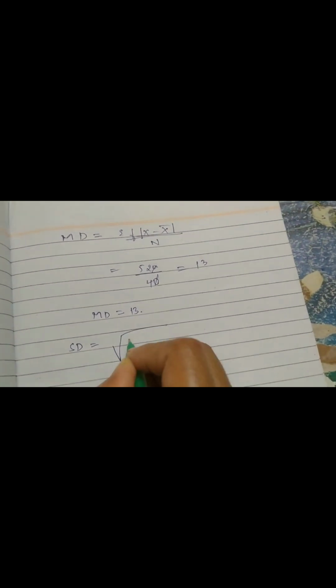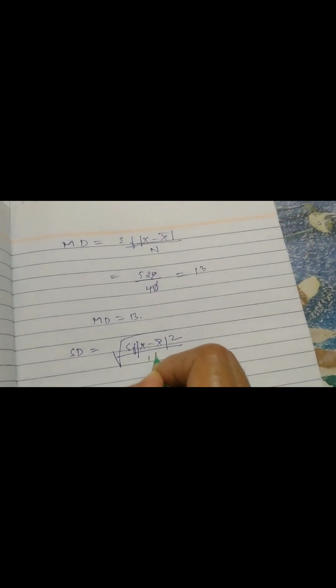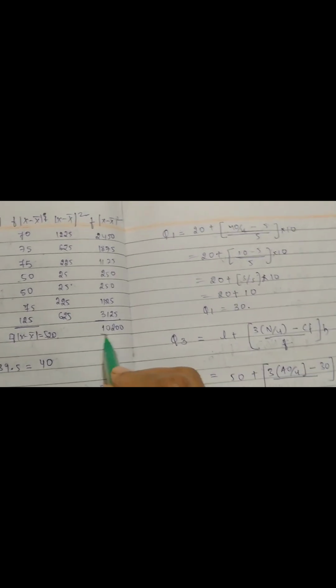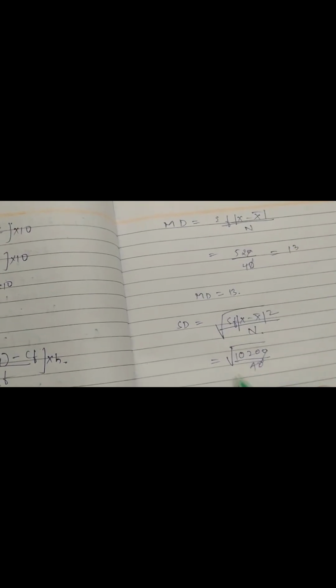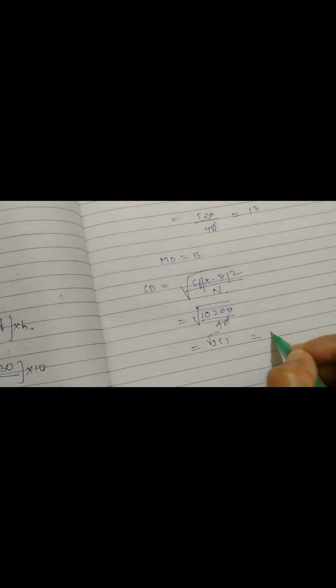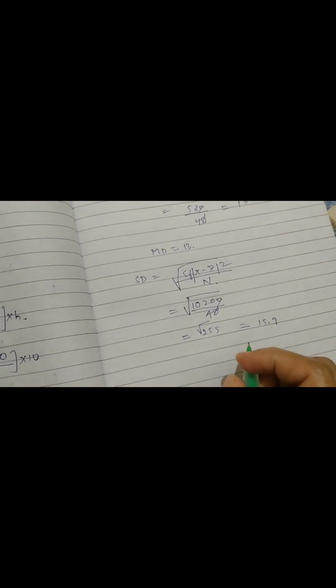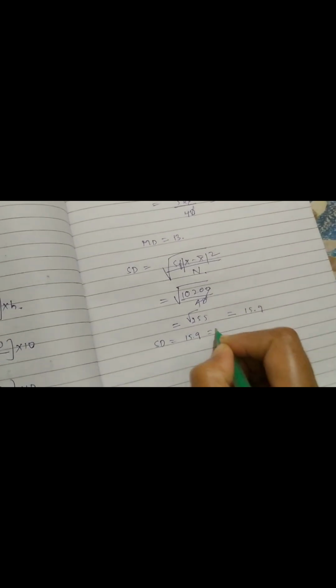Next we'll calculate the standard deviation. For standard deviation, square root of summation of f times x minus x bar whole square, divided by capital N. So we have this value as 10200. 10200 divided by 40. After simplifying this we'll get root 255, and after taking the root we'll get around 15.9. So the standard deviation is 15.9, which is nearly 16.